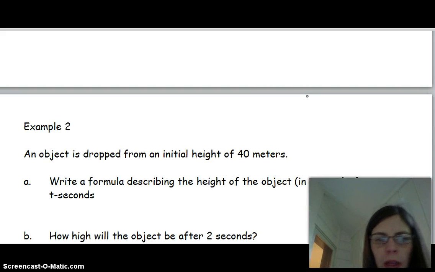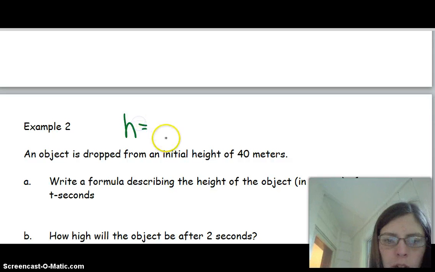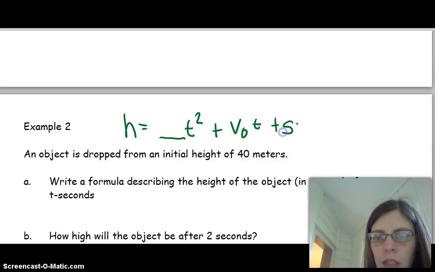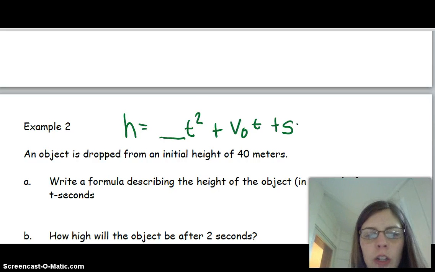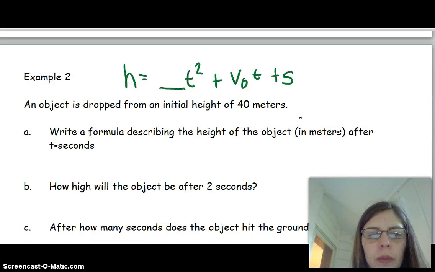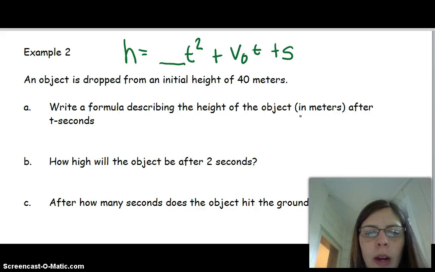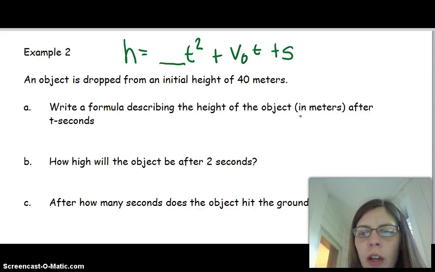So using the formula h equals negative 4.9 t squared plus the initial velocity times t plus s, we're going to look at that equation for this example. An object is dropped from an initial height of 40 meters. Write a formula describing the height of the object in meters after t seconds.